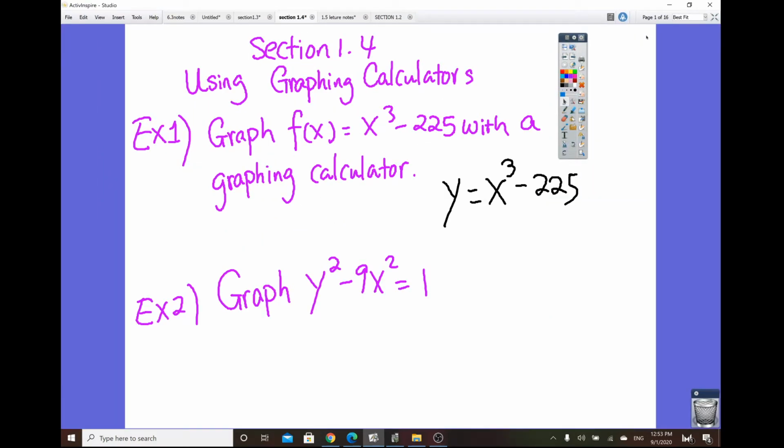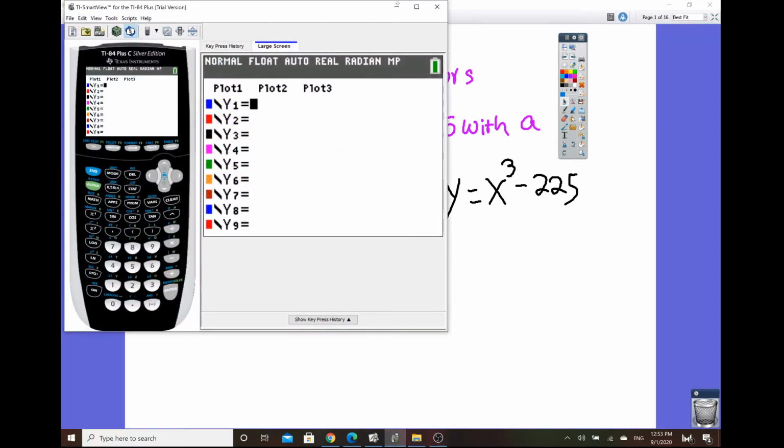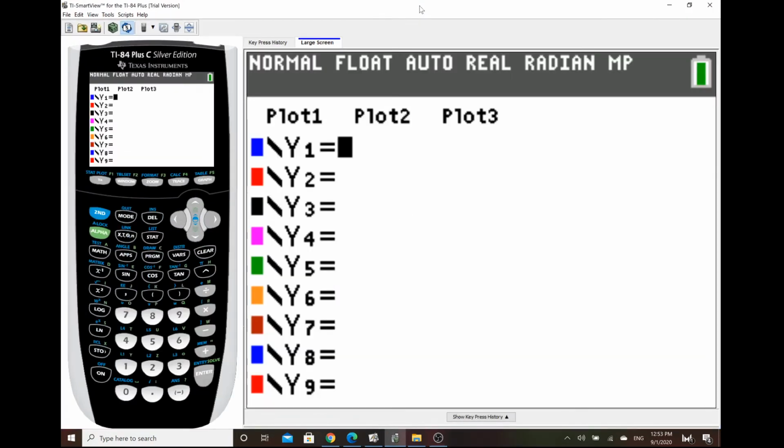The first one is f of x equals x to the power of 3 minus 225. You may notice that's a cubic curve. Now here's what I have for the TI-84. It's the same kind of version as the CE model, but the CE model is a little bit lighter and also has different colors. You can pick rose gold, pink, any kind of color they have.